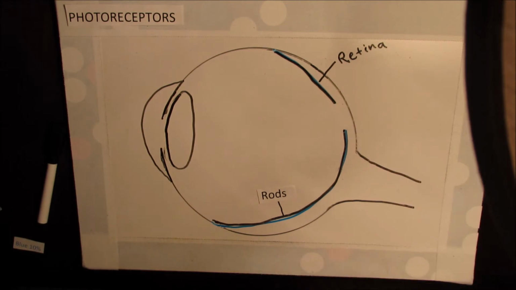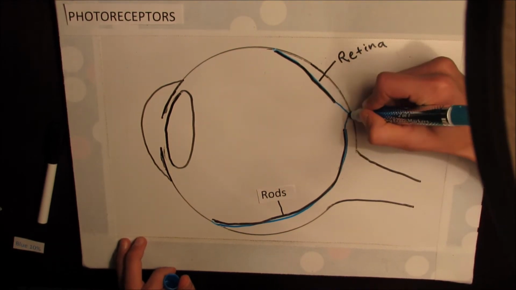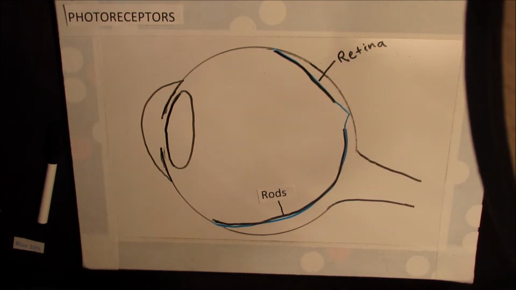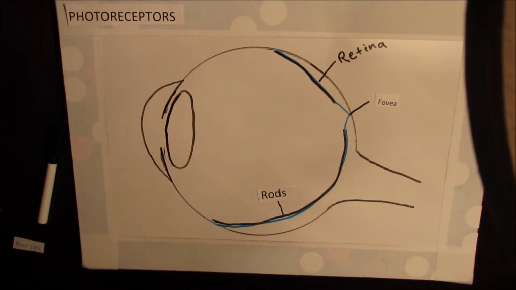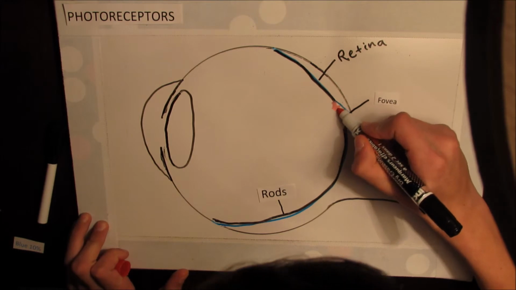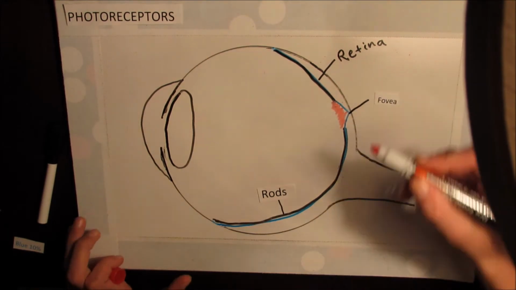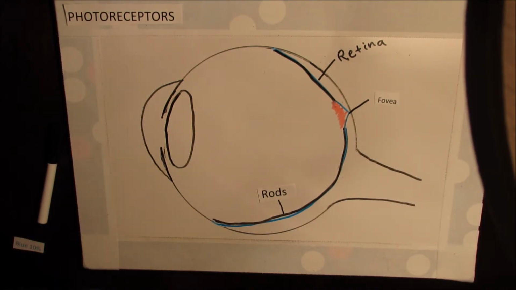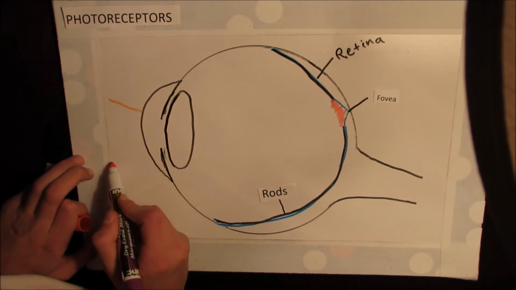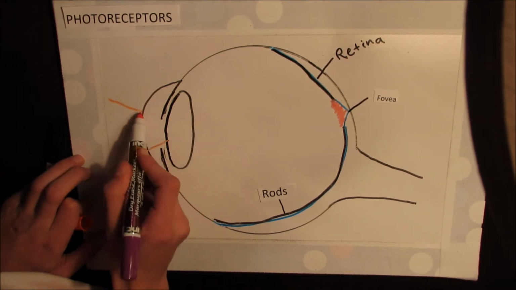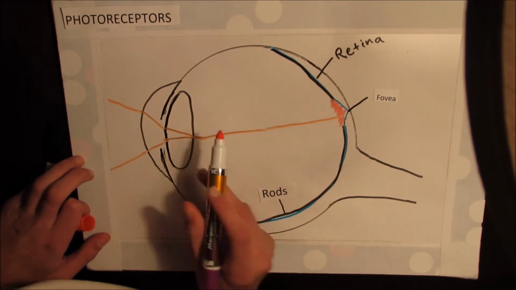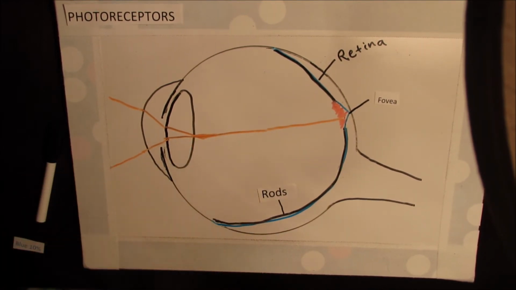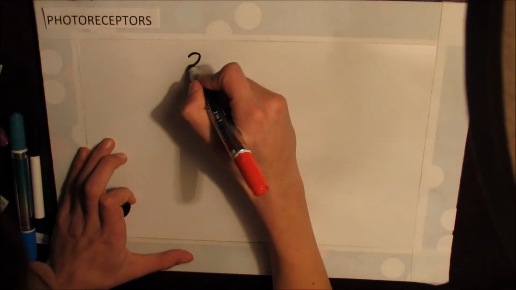There is a part in the retina that caves in just like this. This part is called the fovea. The fovea is where most of the cones are concentrated. When light comes towards the eye, it refracts off the cornea towards the lens, refracts again off the lens, and is directed towards the fovea where most of the cones are concentrated.